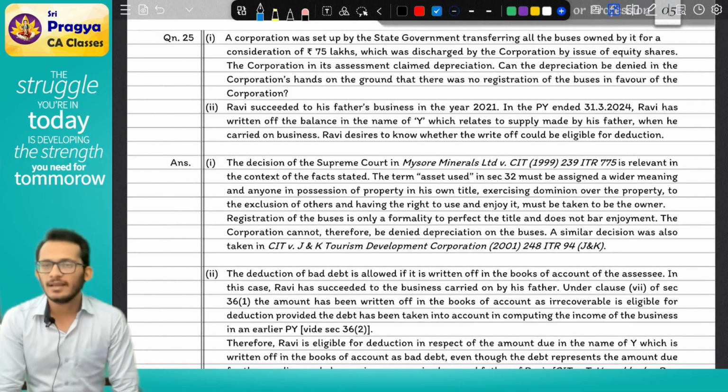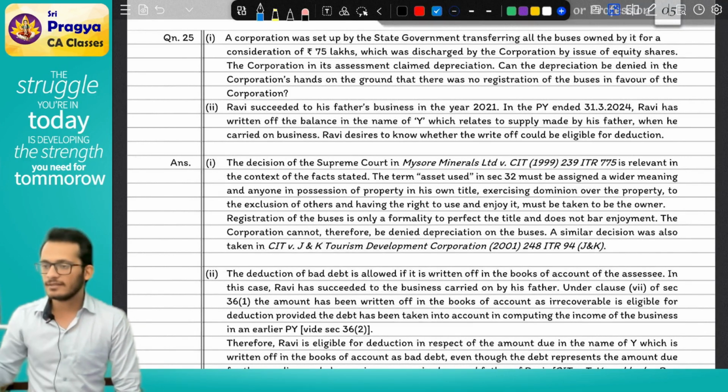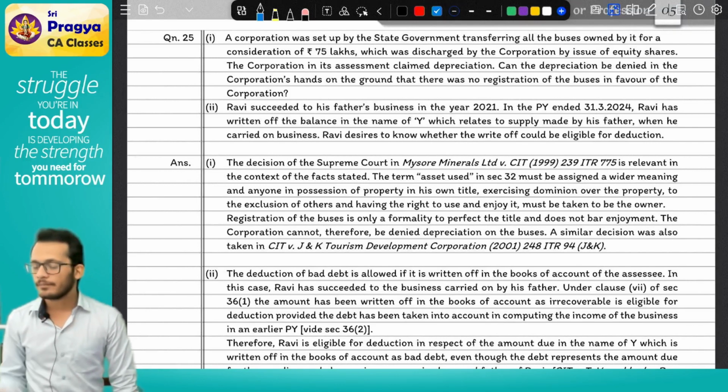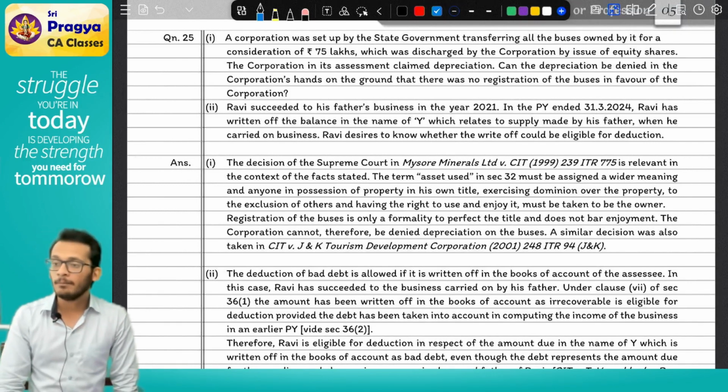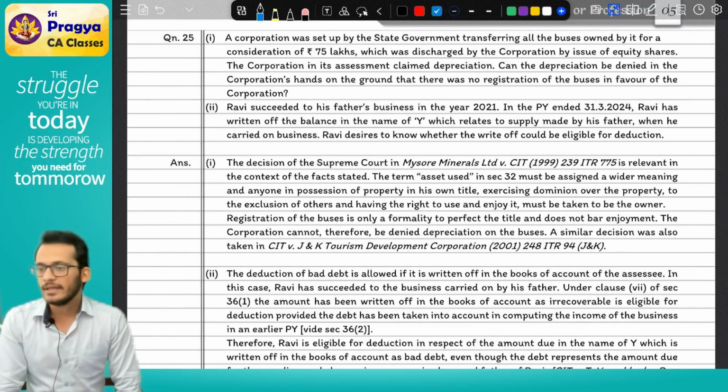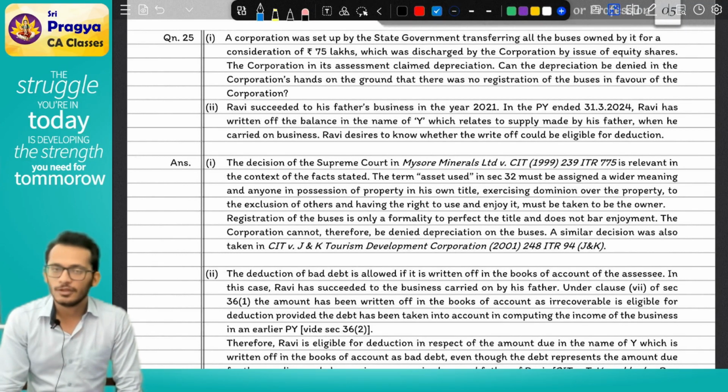If you remember, we did a case law called ICDS where I came and told you, even if you take the asset in the name of the director, the company can still claim depreciation because the owner is the company. Tomorrow they can take it back from the director also. So your ownership is important, your title is not important.